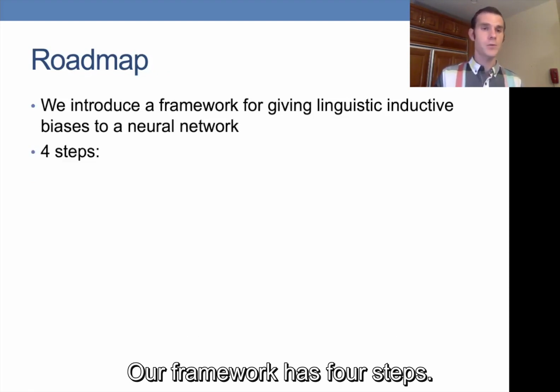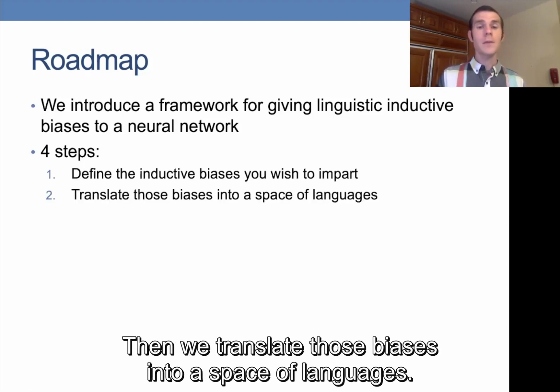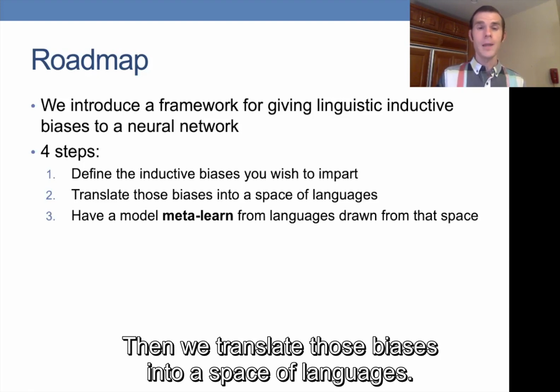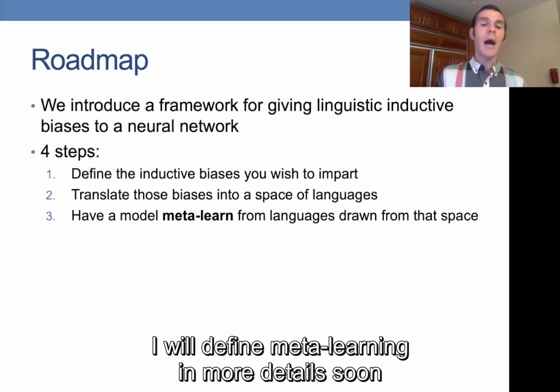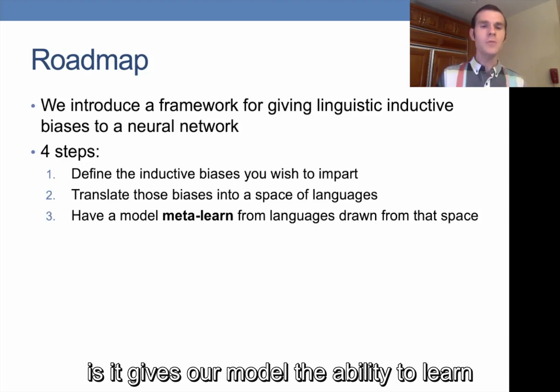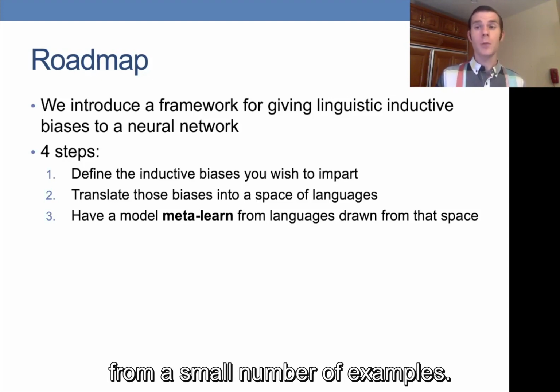Our framework has 4 steps. First, we define the inductive biases that we wish to impart, then we translate those biases into a space of languages. Next, we have a model meta-learn from languages drawn from that space. I will define meta-learning in more detail soon, but briefly what this does is it gives our model the ability to learn any language from the space of languages from a small number of examples.